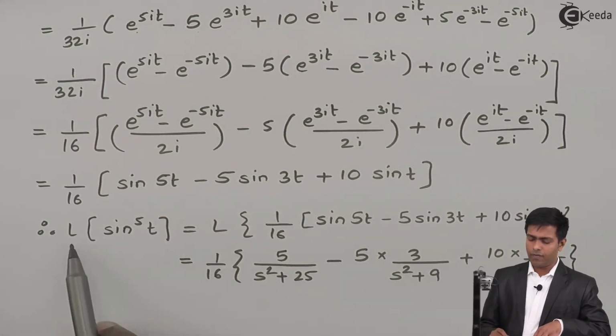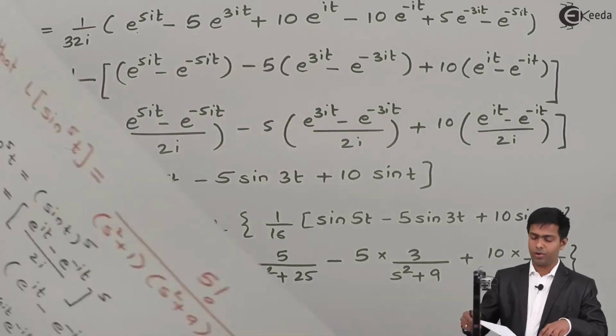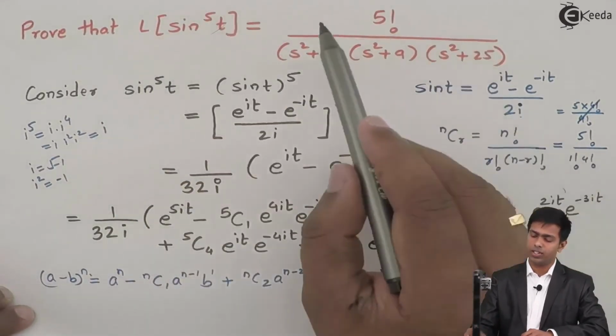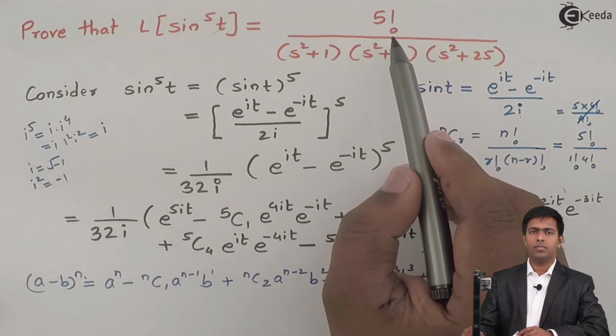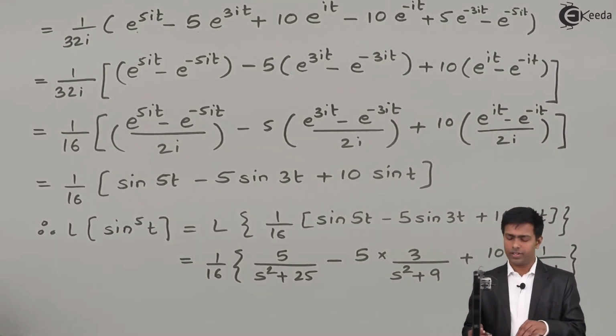So we got the value of Laplace of sine raised to 5t. But my friends, don't stop here, because the question is, we have to prove that Laplace of sine raised to 5t is equal to this term. So to get this term, I need to find the LCM of these three terms. So let's start with it.